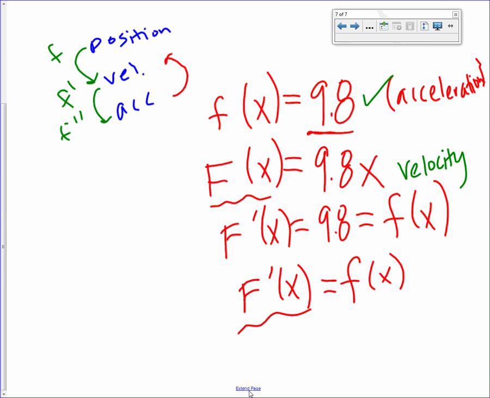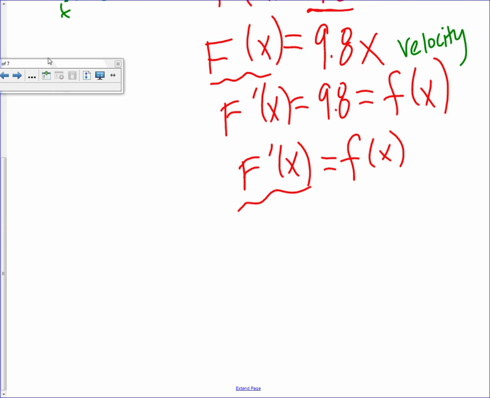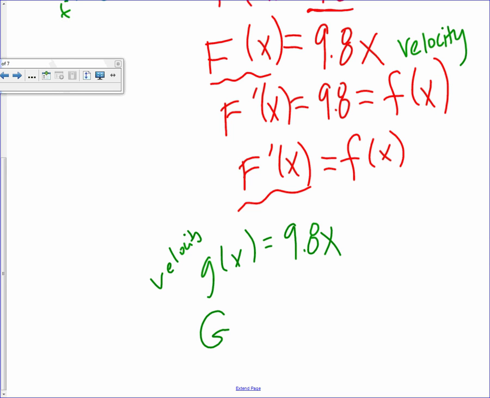And then we also want the position. The position will be the antiderivative of the velocity. So now, let me not use f, I'm going to use g. G of x is my velocity, and I already solved it. It's 9.8x. So I want the antiderivative, so I'm going to use the capital letter, the antiderivative of 9.8x.